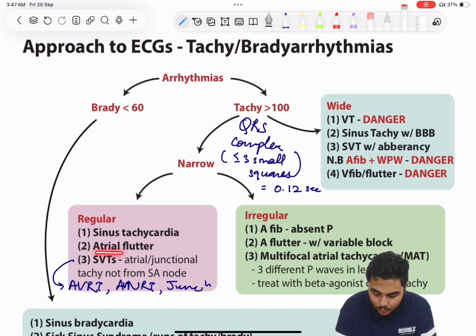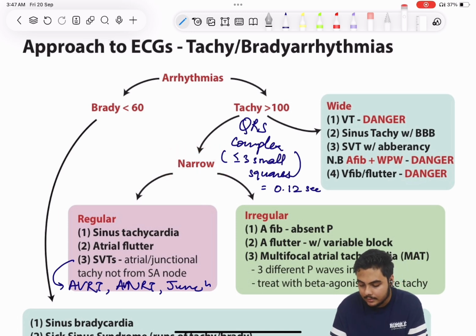Now, I already told you that atrial flutter can be either regular or irregular, right? So we looked at the narrow QRS complex tachycardias. Next is wide QRS complex tachycardias, right?